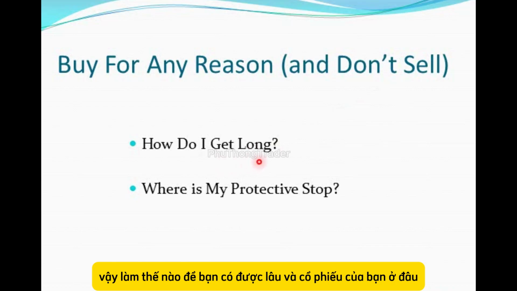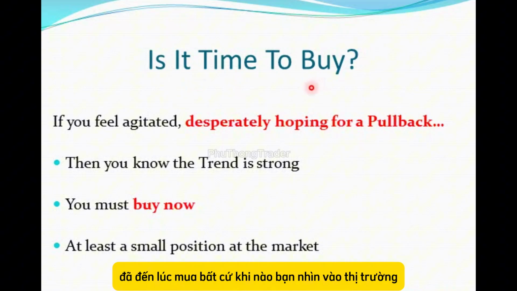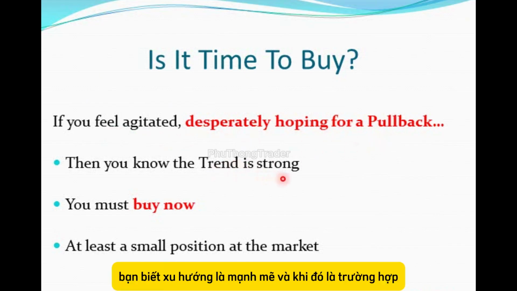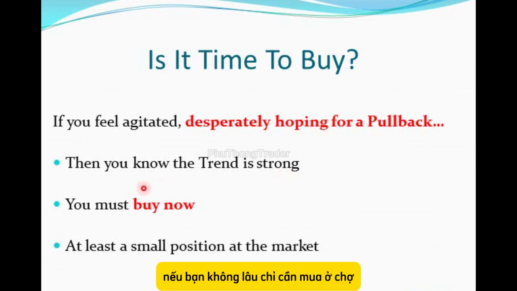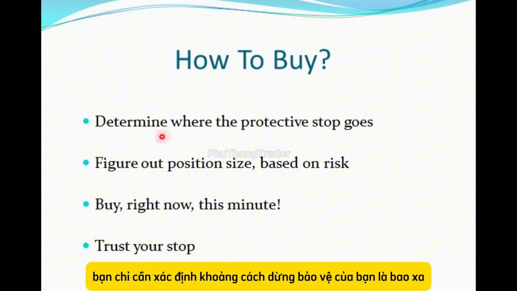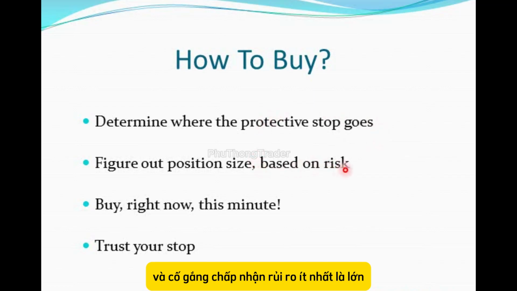So how do you get long, and where is your stop? Is it time to buy yet? Whenever you look at the market and you're starting to feel agitated, desperately hoping for a pullback, you know the trend is strong. And when that's the case, if you're not long, just buy at the market. Buy at least a small position at the market and use a stop below the bottom of the bull spike. You just determine how far away your protective stop is and try to go for a risk at least as big. And depending on how many ticks you're risking, that determines your position size.